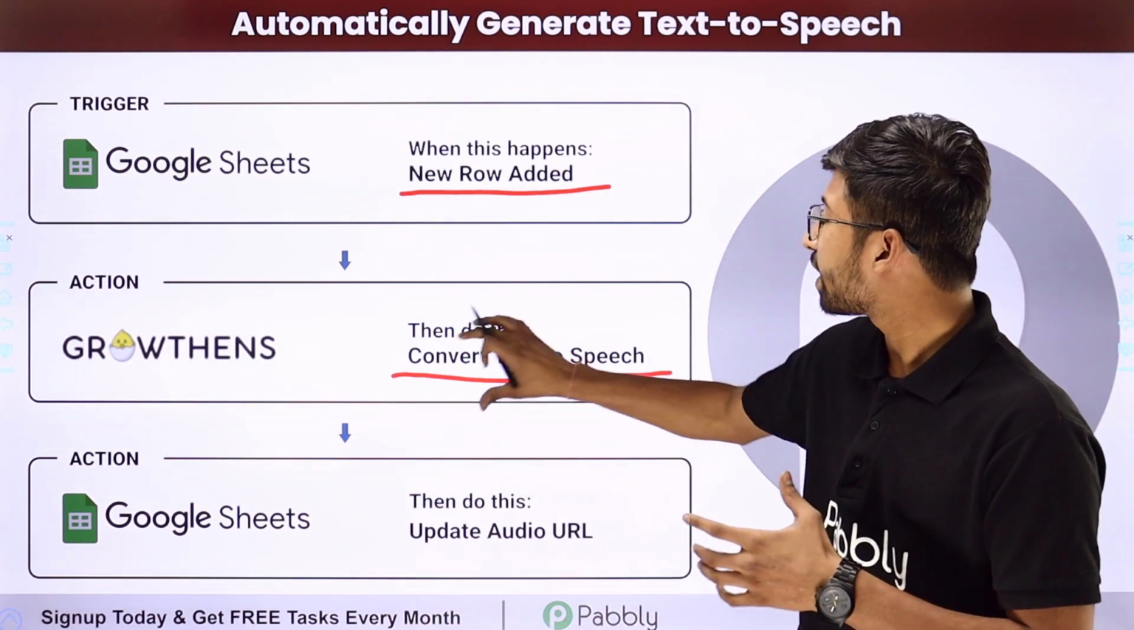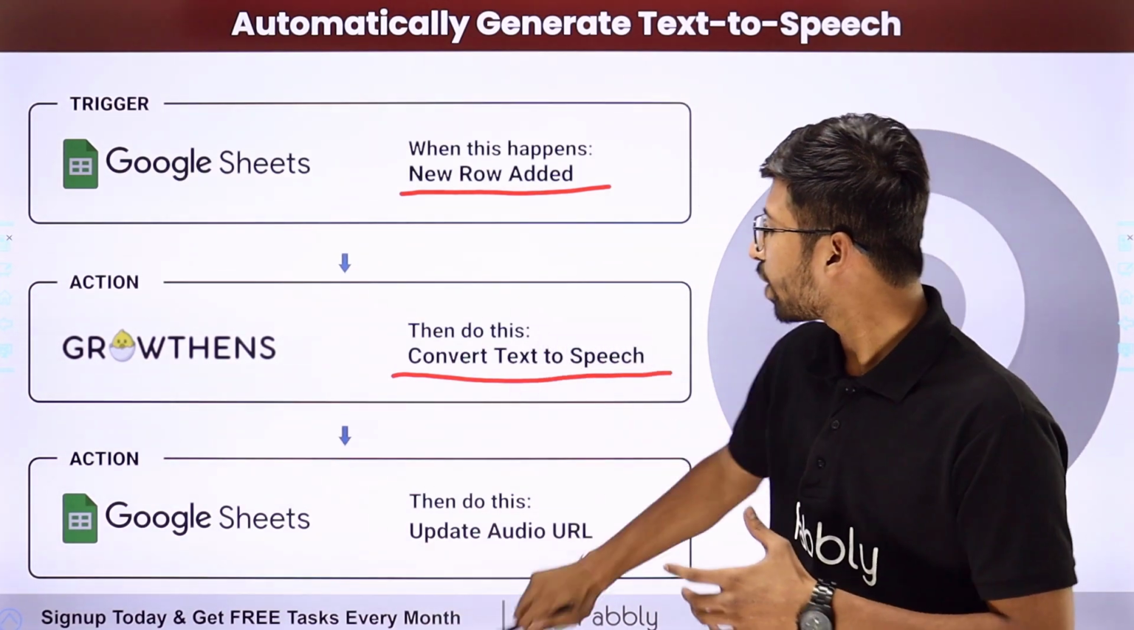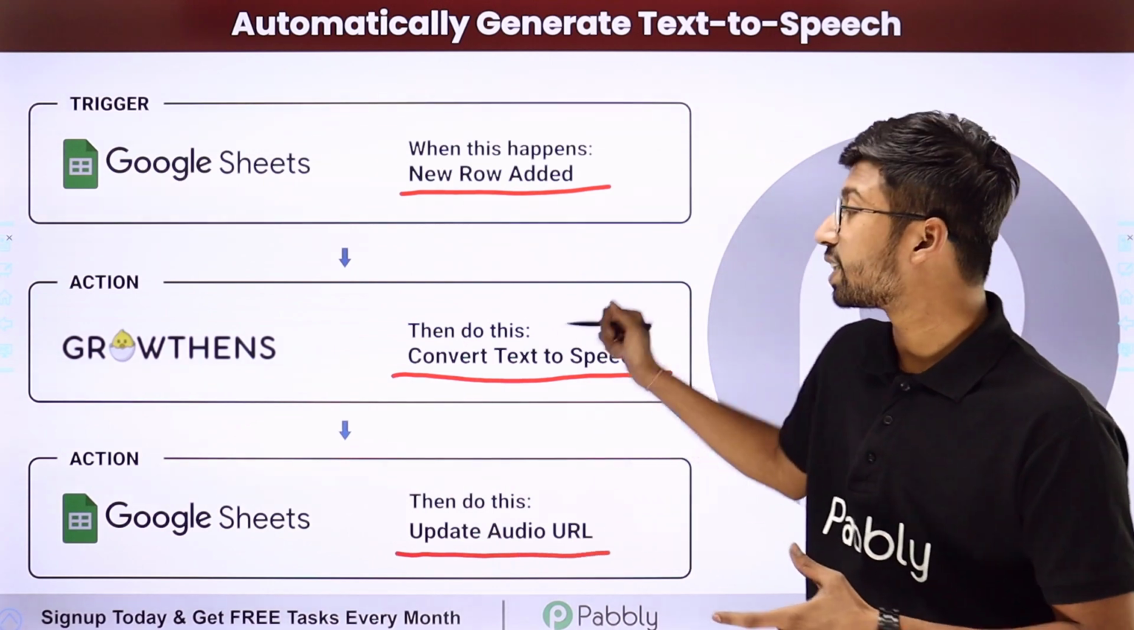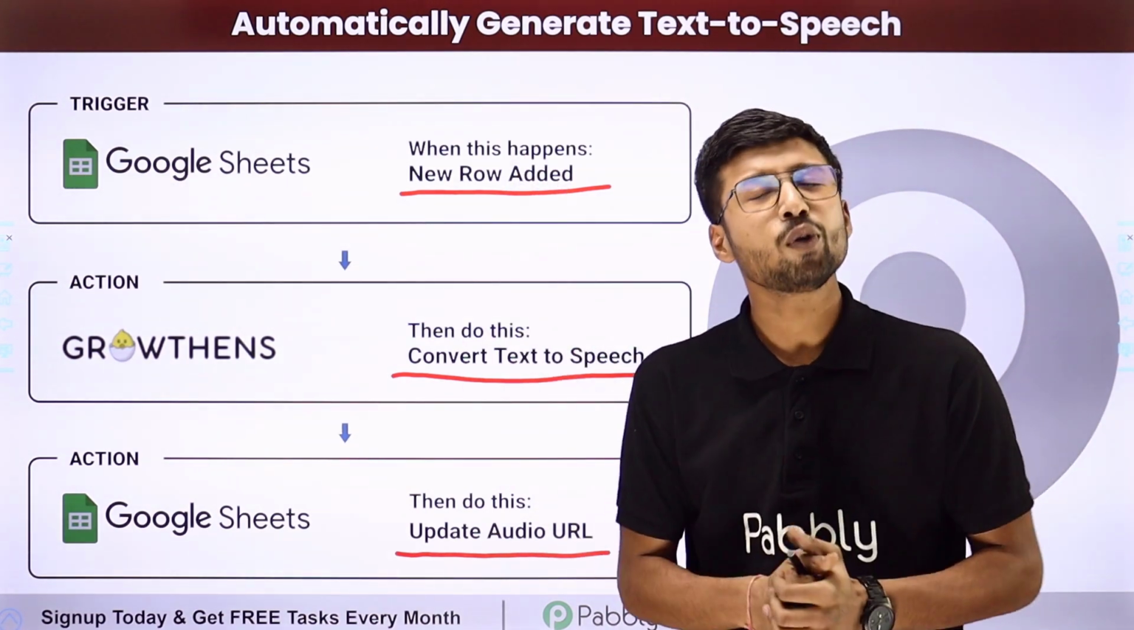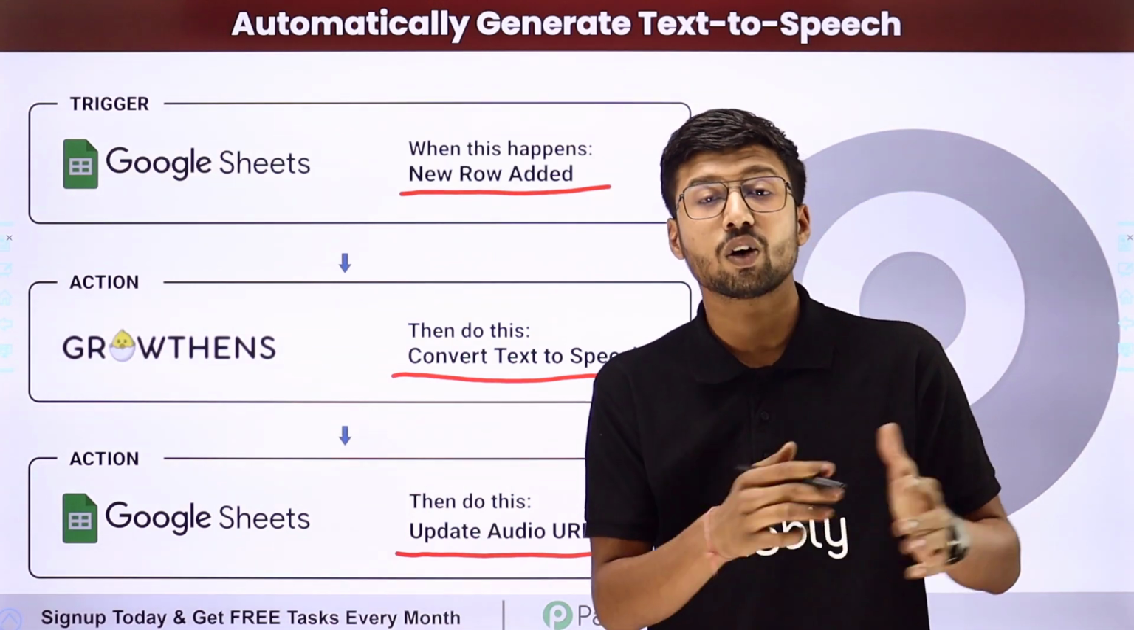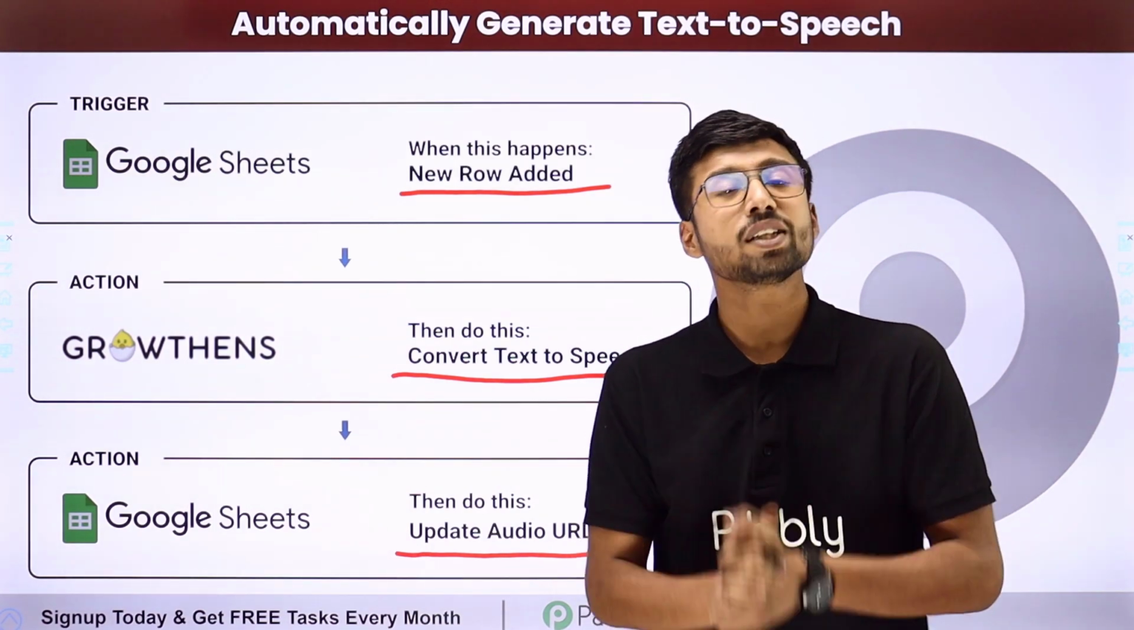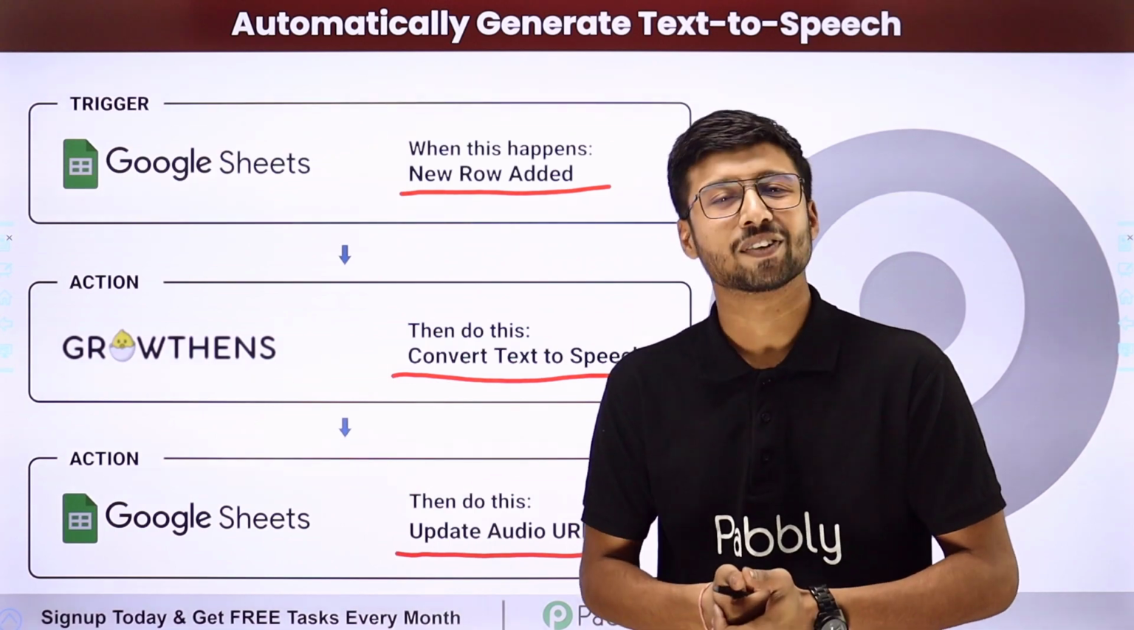After getting the speech of that text, we are going to add the MP3 URL of that same speech back into the Google Sheet as well. So if you want to know how you can automate this process of text to speech conversion, you just have to come with me to my screen.